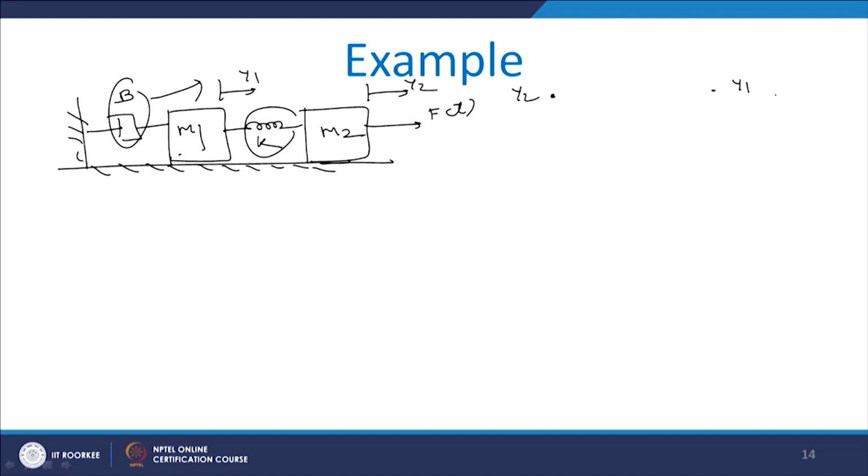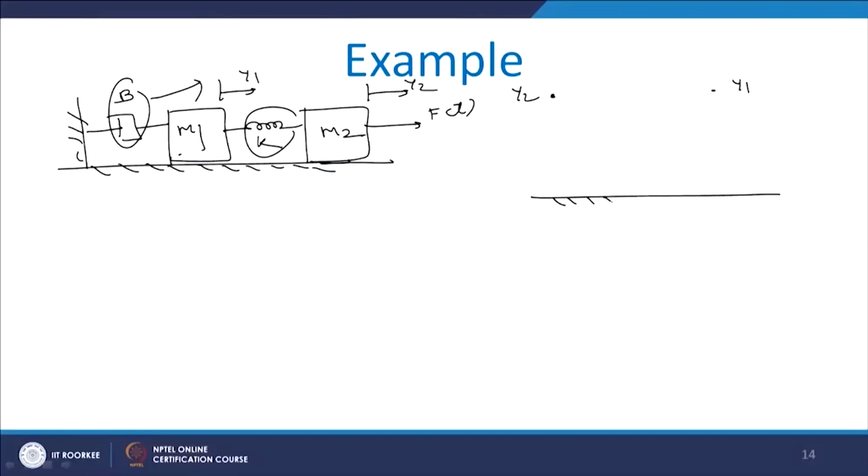So what is the first step? You connect all the masses connected to each node. So always masses are connected between the node and the reference. So this is a reference node. So here I am connecting mass m2, and here at y1 we are connecting mass m1.